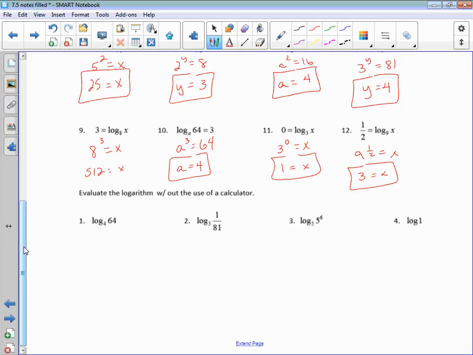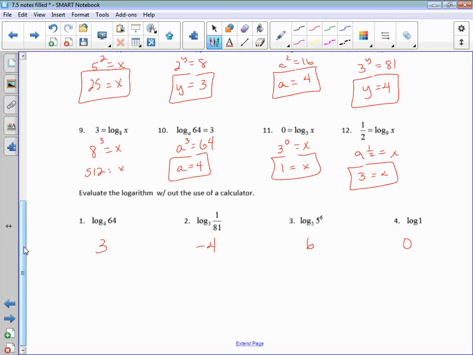Alright. Okay, so the next section, it says evaluate the logarithm. You're basically thinking through solving the log equation, it's just not written as an equation. So what you have to think about at number one is 4 to what power is 64? 3. 3 to what power is 1 over 81? Negative 4. 5 to what power is 5 to the 6th? 6, yeah. And then 10 to what power is 1? 0. Okay? Alright, turn the page.